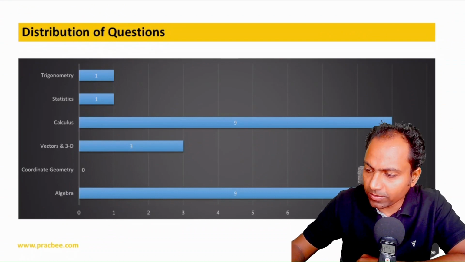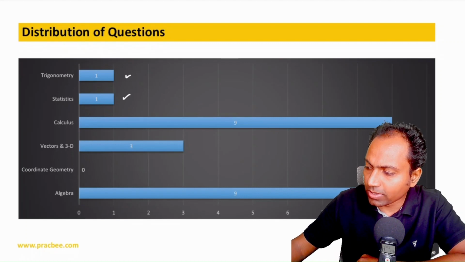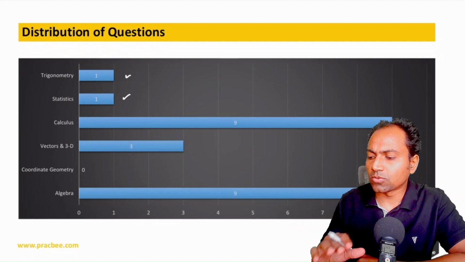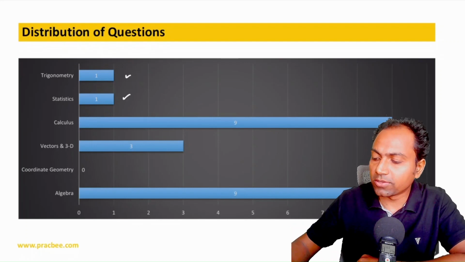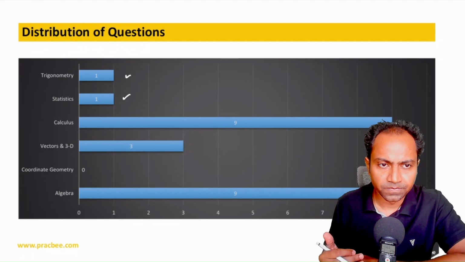in this I could find one question on trigonometry, one on stats. And you can see that the lion's share still went to the calculus part and the algebra part, as it should be. But largely, based on whatever questions we could receive, we do not find any questions of coordinate geometry. Probably it is there in the paper, we are unable to receive it.